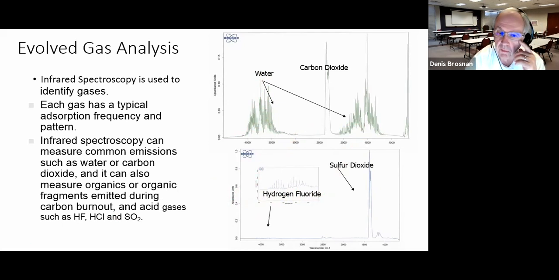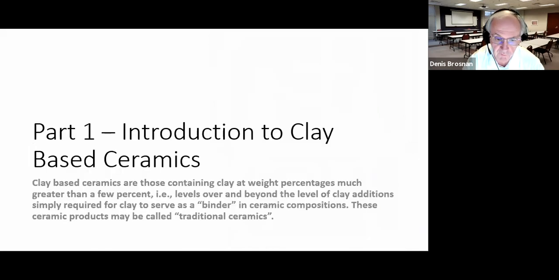So the simultaneous thermal analysis of a material gives us a fingerprint of the material. A fingerprint meaning that it gives us characteristics of when reactions take place. Are there weight changes? Are there energy changes involved? And are there gases involved? It's very, very useful information.